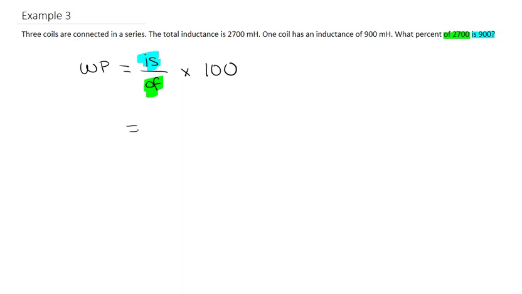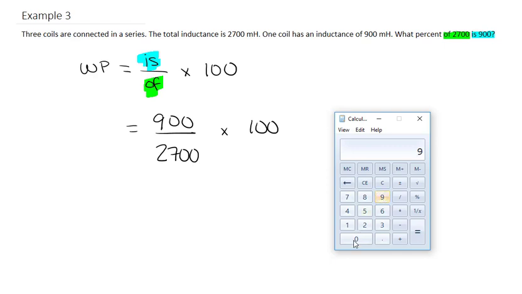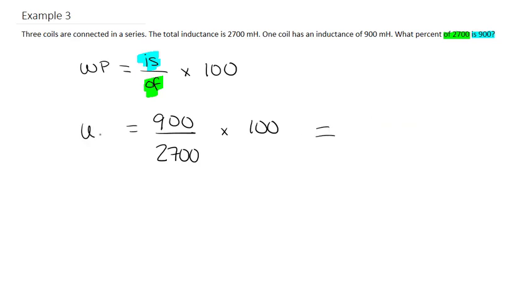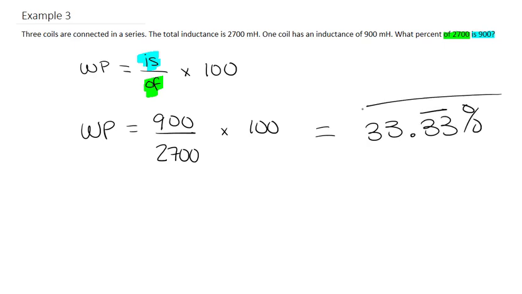So let's plug this in. We have 900 over 2,700 times 100. So we have 900 times 100, and then we divide by 2,700. And we get 33.33. So what percent? We get 33.33, and that will just continue. And so this would be our percentage for this problem.